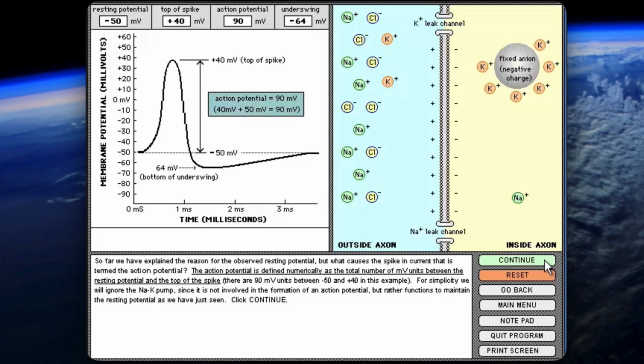For simplicity, we will ignore the sodium-potassium pump since it is not involved in the formation of an action potential, but rather functions to maintain the resting potential as we have just seen.